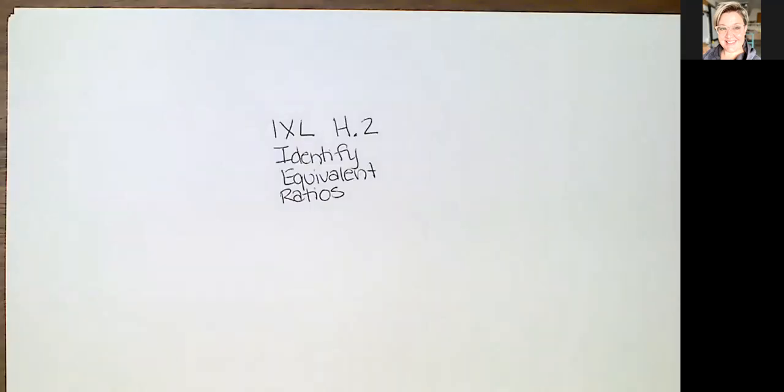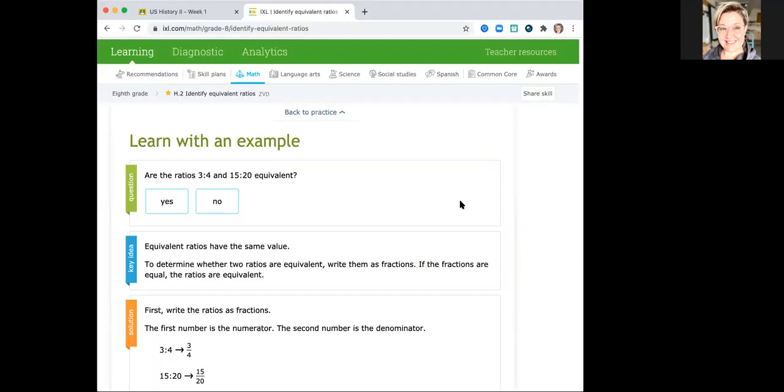We are going to move on to letter H, number 2, which is identify equivalent ratios. We're going to use what we did in the last section, and then we're going to decide if ratios are equal to one another. So let's go ahead and get that open.